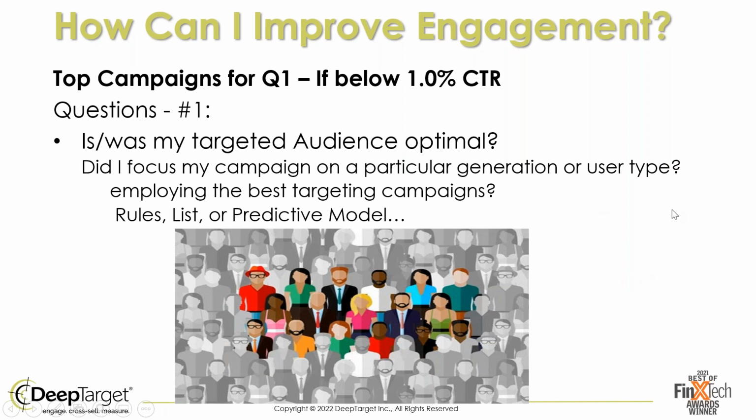So your number one question is, is my targeted audience optimized? Am I optimally reaching those digital users that I need at this time? And am I employing the best tools in the targeting of those campaigns, either based on rules or lists or predictive model? And that's if your click-through rate is less than 1%, because you want to make sure you're getting to that. Remember that bullseye. We're getting to that set of users that are looking now, less than 30 days, less than 3 months, so that they can get into understanding what you're offering.